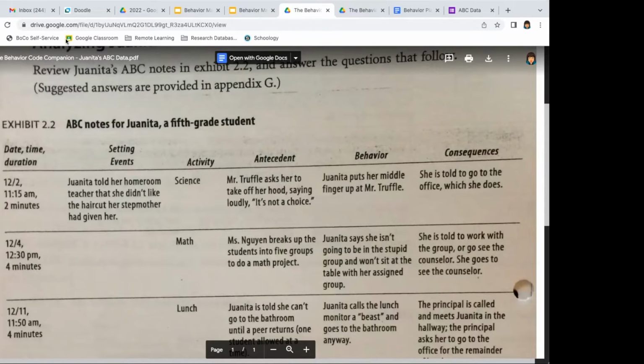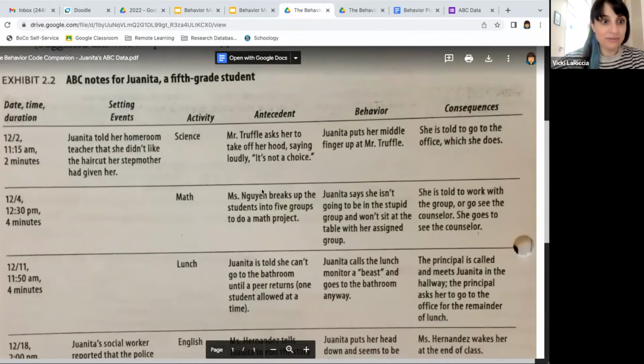Okay, on December the 4th at 12:30 for 4 minutes during math, Miss Nguyen breaks up the students into 5 groups to do a math project. Juanita says she isn't going to be in the stupid group and won't sit at the table with her assigned group. She is told to work with the group or to go see the counselor. She goes to see the counselor.